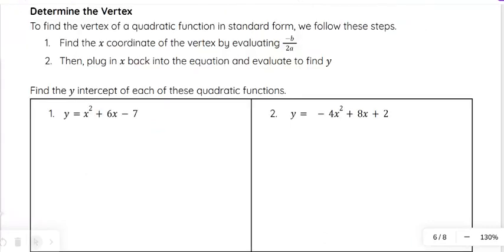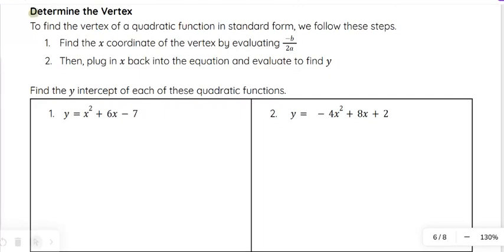So these last two characteristics take a little bit more calculating, so I am going to go through them. But ideally, if you're able to determine whether it opens up or down from a, where the y-intercept is from c, and whether the vertex falls to the left, to the right, or on the y-axis, those are going to be more beneficial in the sense of efficiency. These two, again, do take a few more calculations.